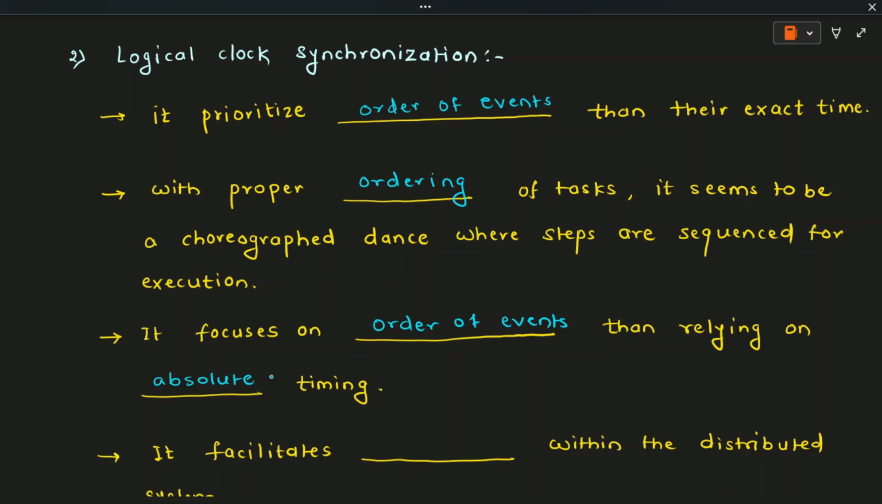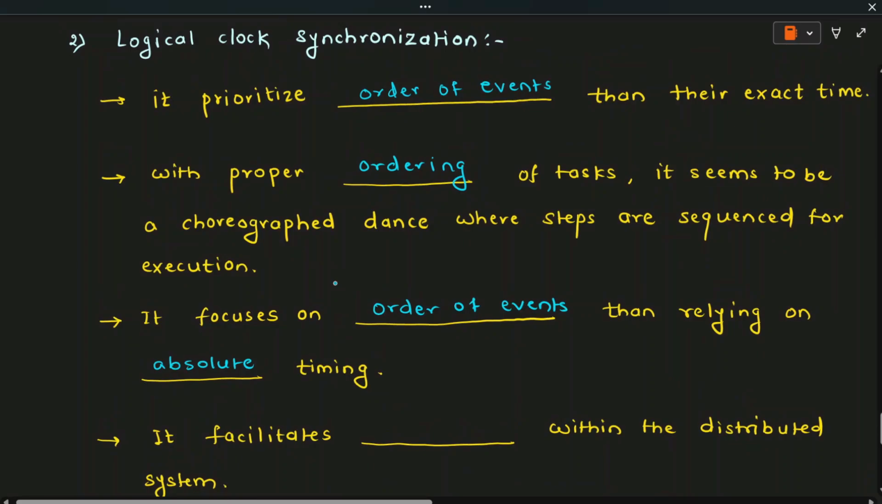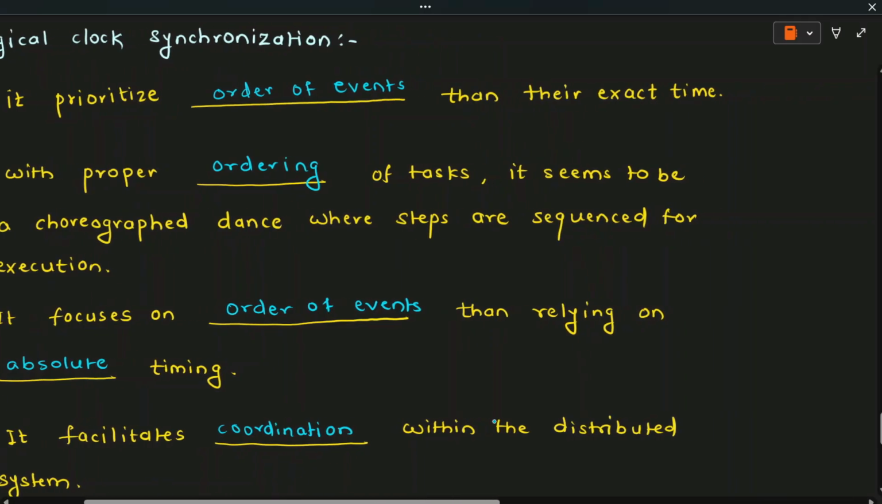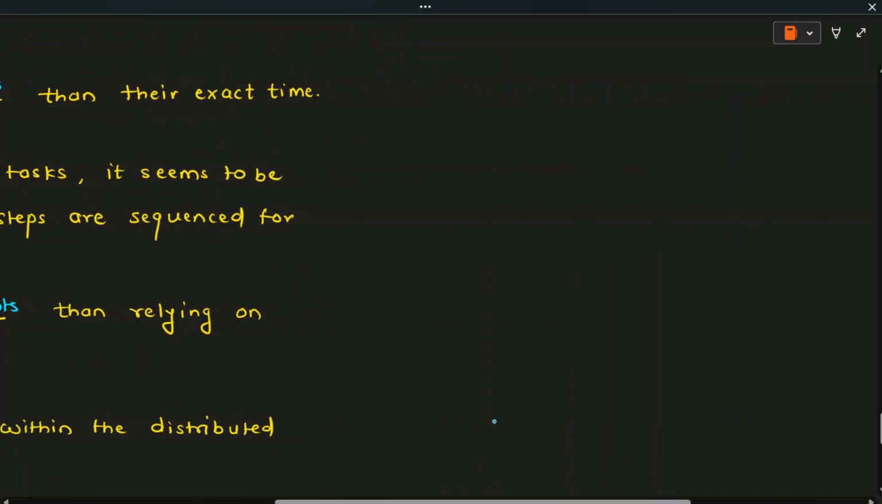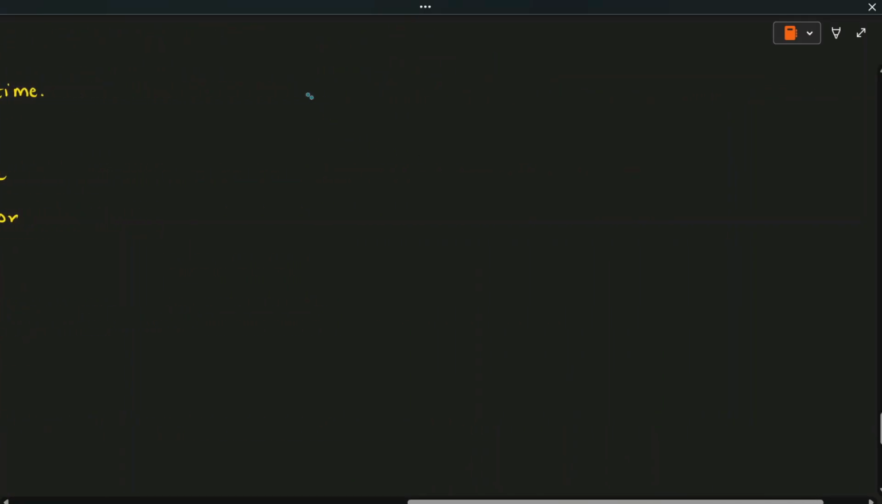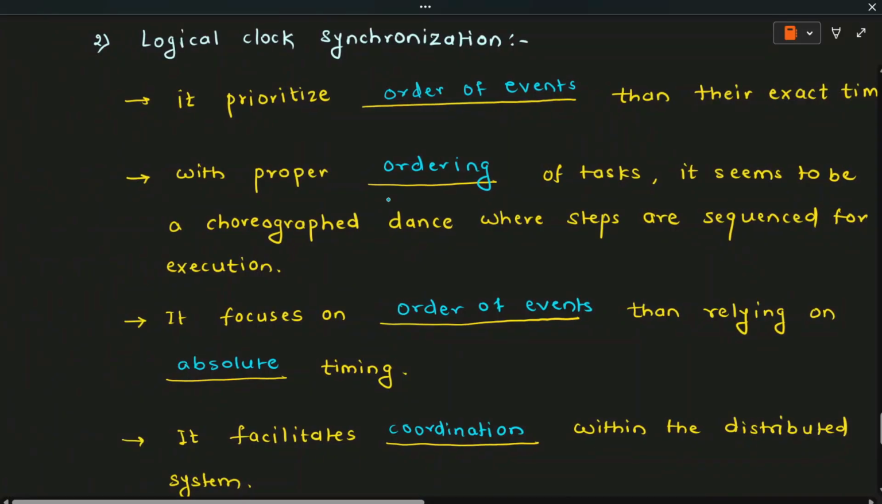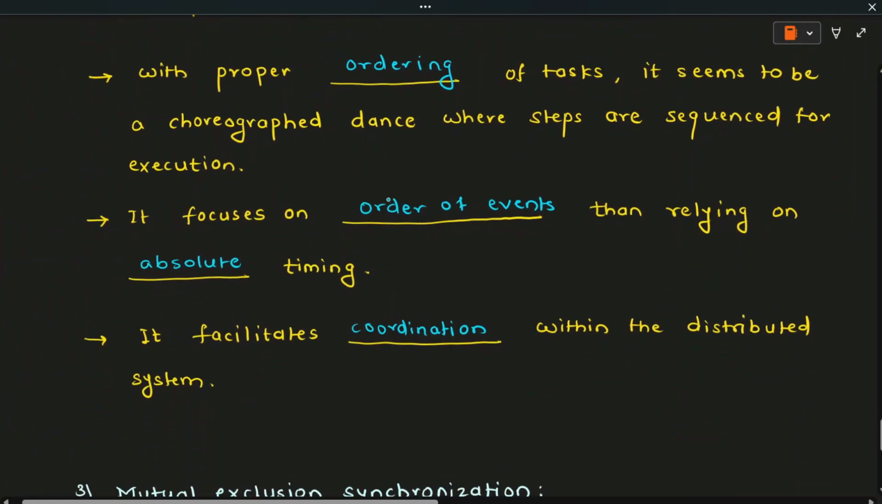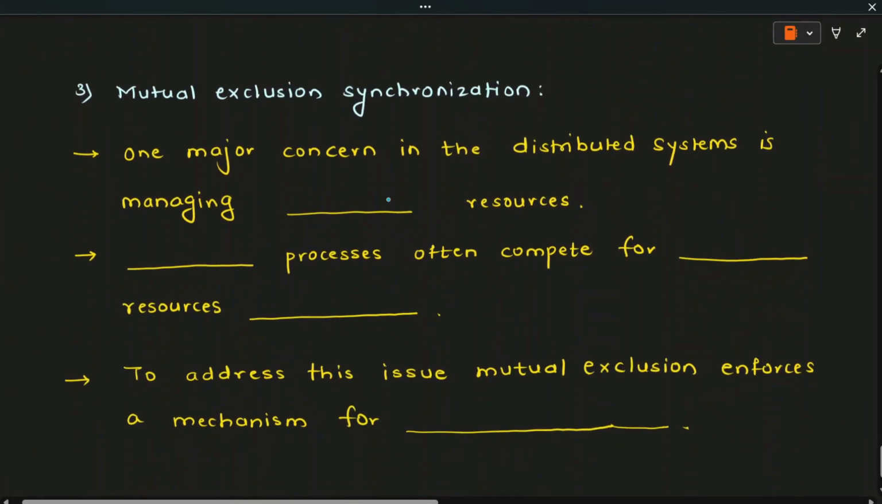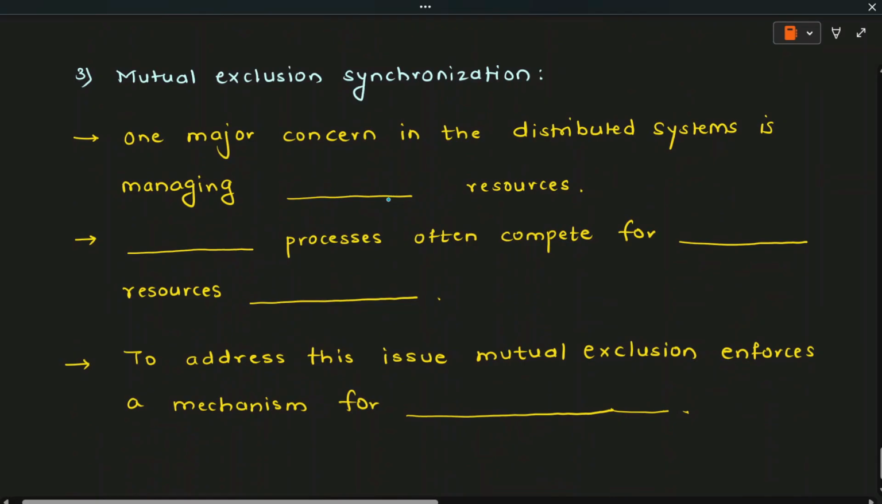So events will be treated with their order. We will not deal with the absolute timings. It facilitates coordination within the distributed system. Under logical clock synchronization, we are going to study one interesting algorithm which is known as Lamport algorithm. In an upcoming session we will discuss it. This is what logical clock synchronization is. So now let's move towards mutual exclusion synchronization.